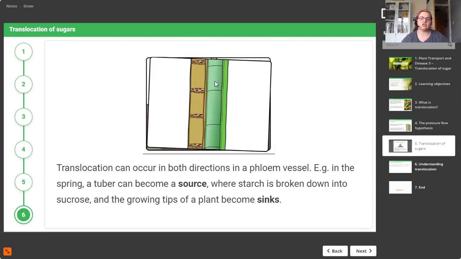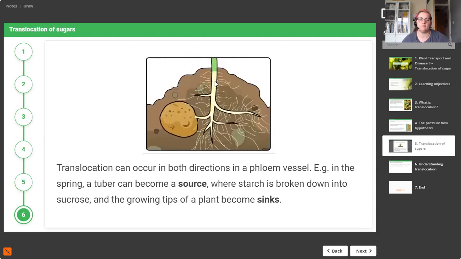So translocation can occur in both directions in a phloem vessel. For example, in the spring, a tuber can become a source where starch is broken down into sucrose and the growing tips of a plant become a sink.